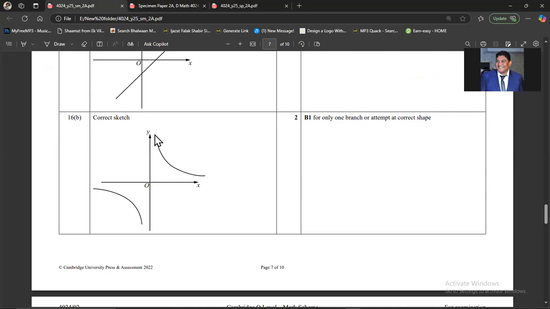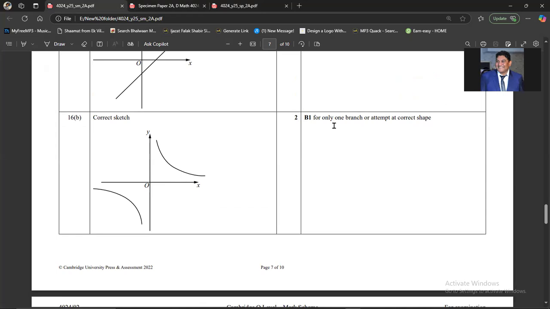You know, the graph approaches this line, but never touches it. Here the graph is infinite. So this is a vertical asymptote. X equals 0 is the vertical asymptote. And the graph approaches y equals 0, but never touches it. So y equals 0 is the horizontal asymptote.